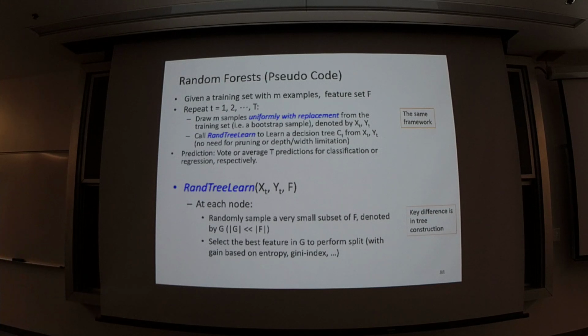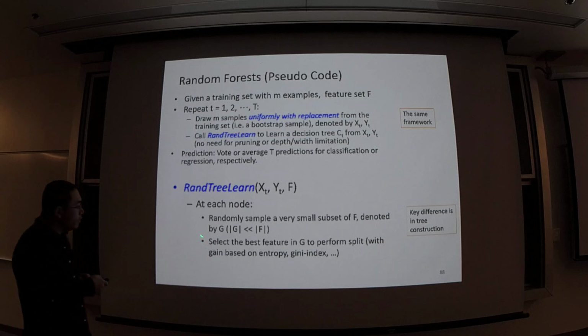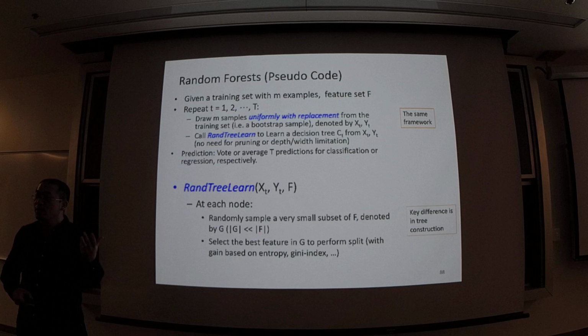Mm-hmm. So when you're taking these random samples of the features, you're doing that without replacement? There's no restriction on that. But yeah, you cannot do it with replacement because you cannot duplicate. For sample G, it must be without replacement because G cannot have duplicate features. But next time we will sample another G to construct another tree.